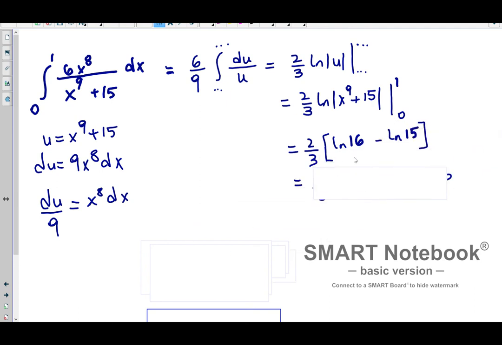At this point, you can leave it like that. That would be fine. Or you can remember the rule, ln A minus ln B is ln A over B. You can write it like that, or you can get a decimal using your calculator. So that would be another way to possibly leave the answer.